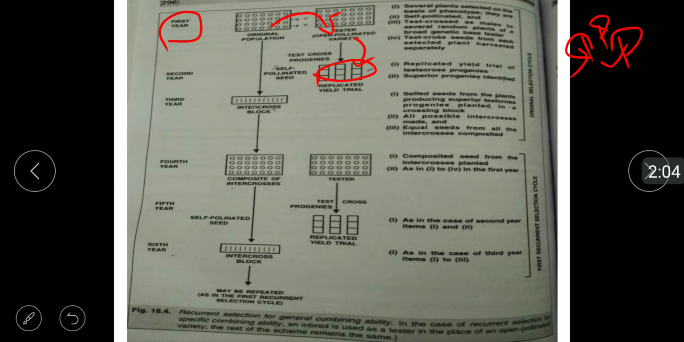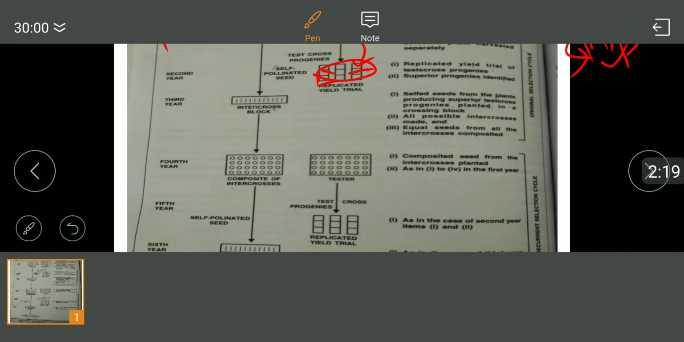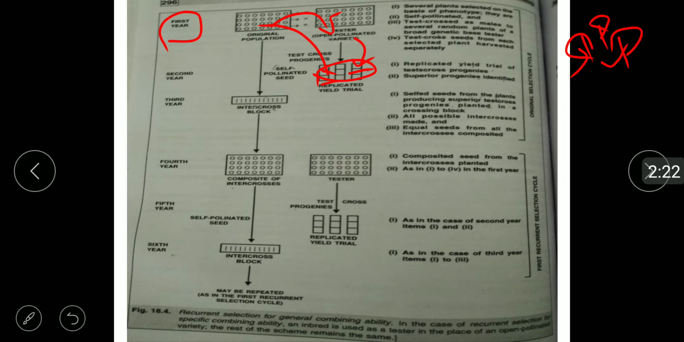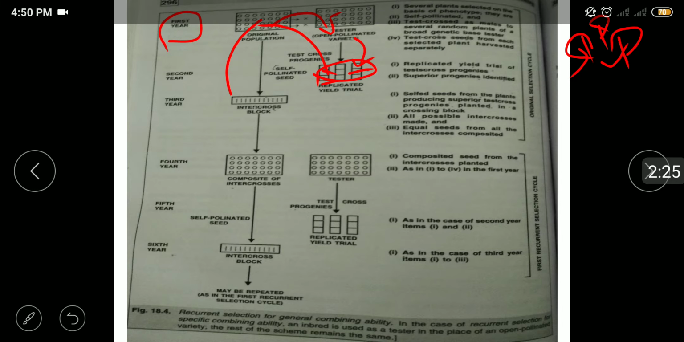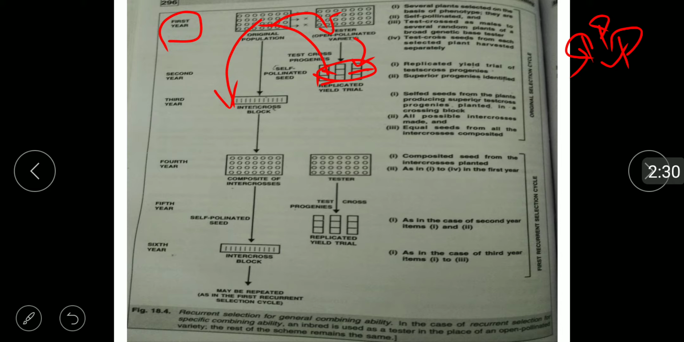In the third year, the self seed from the plants producing superior test cross progenies is planted in the crossing block. That is, whichever plants show superiority, those which were selfed will be used in the third year. That is, the superior plants which were crossed with the tester. Suppose 100 plants are crossed with the tester, and 30 plants show superiority in the test cross progeny.